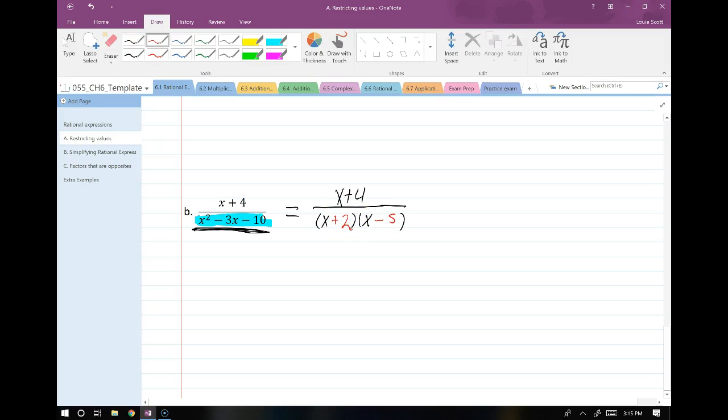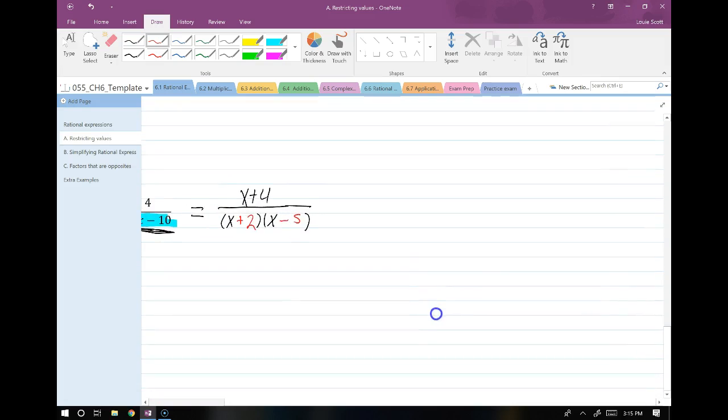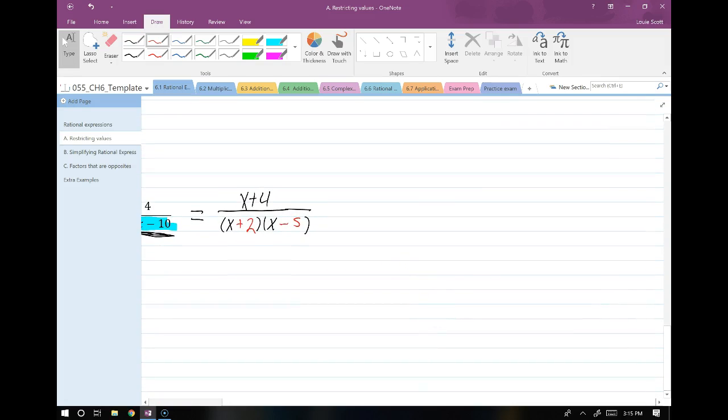All right, so now that we've factored, it's really easy to see what values will produce zeros on the bottom, right? It's not one value this time, it's two different values we have to restrict. Not negative 2 or positive 5. Boom, x cannot equal negative 2. x cannot equal positive 5.